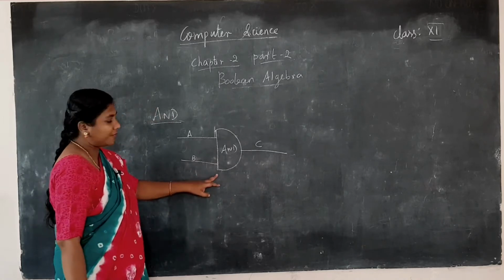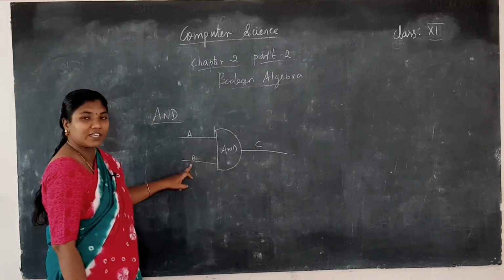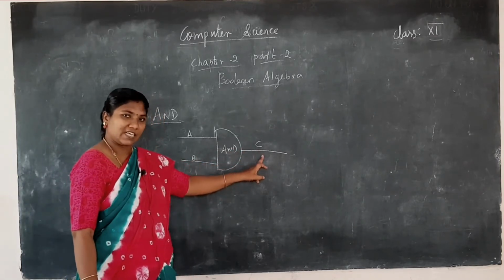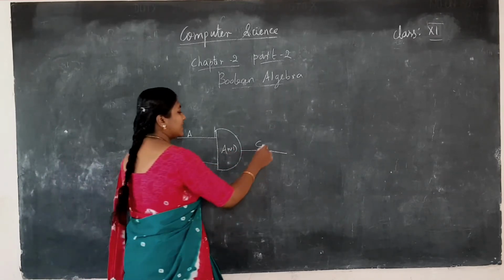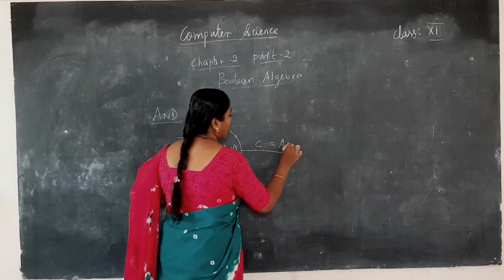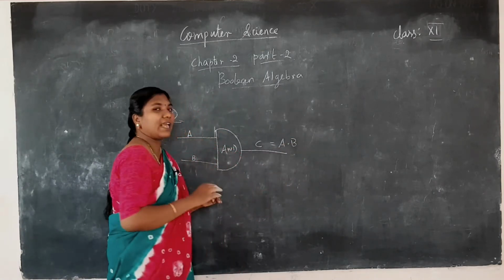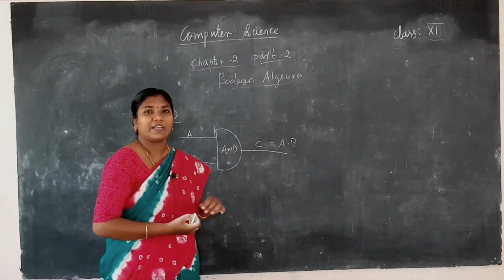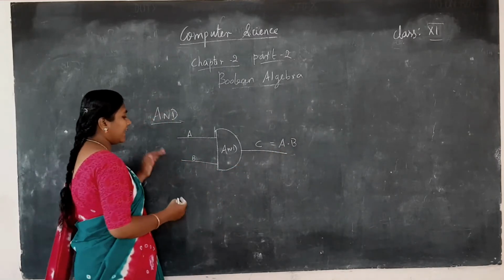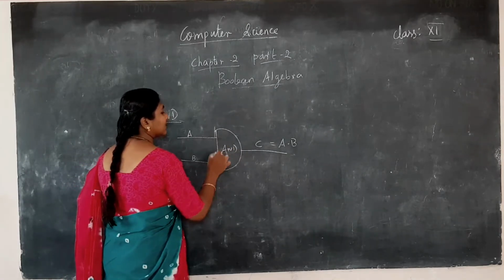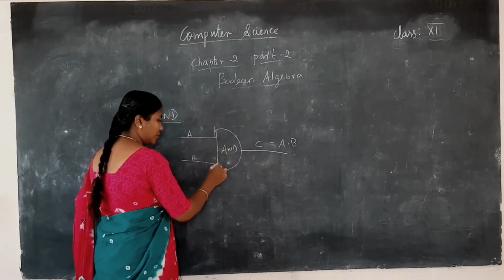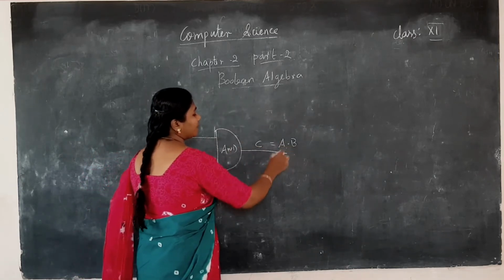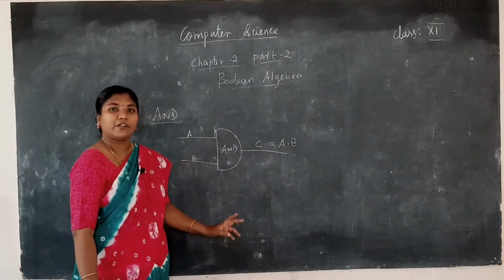So here A and B are the two input signals and only one output will be C. So what does it perform? C is equal to A dot B, that is A and B. How is it performed? Using the operator dot. So A dot B. So the AND gate is expressed as the D symbol. There will be two input signals A and B and only one output signal. How does it perform? C is equal to A dot B.